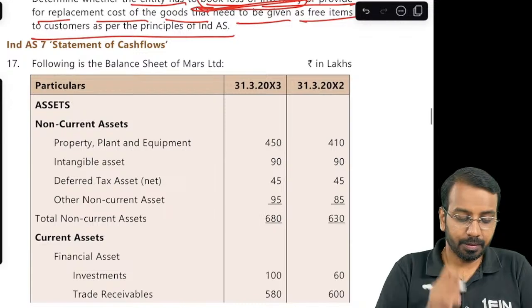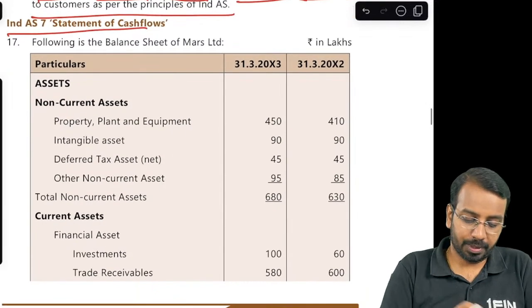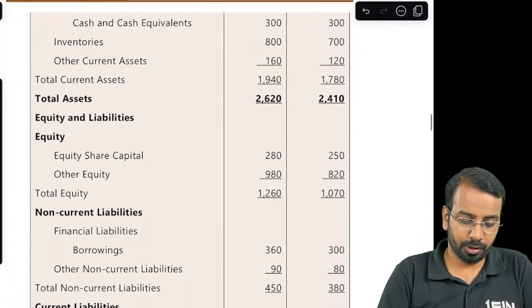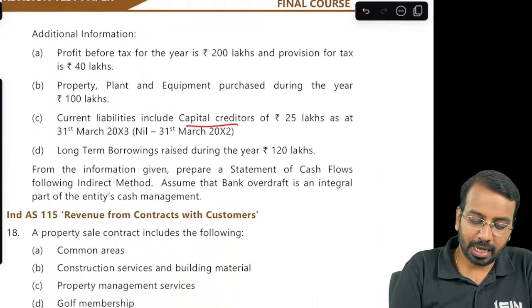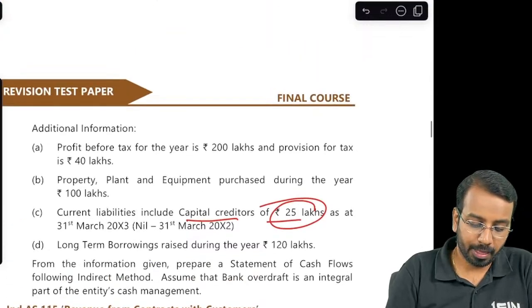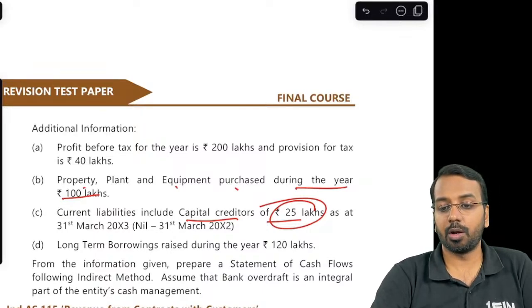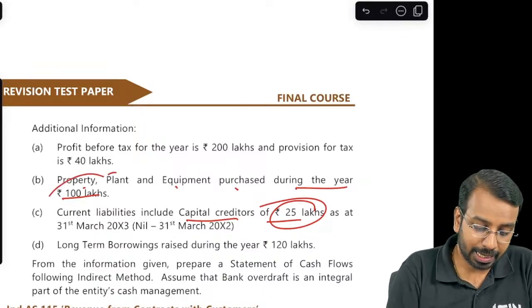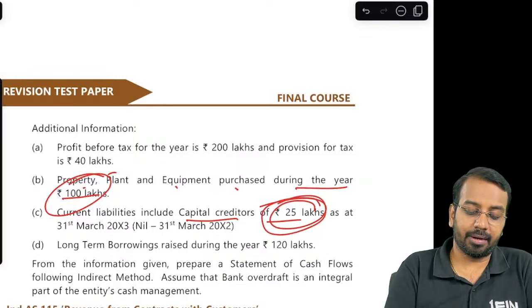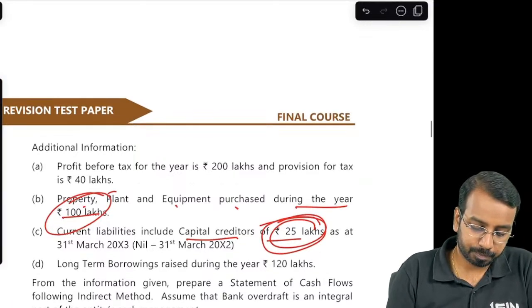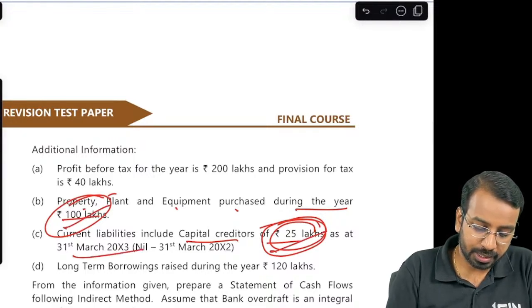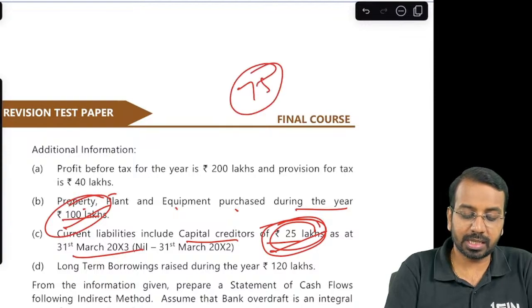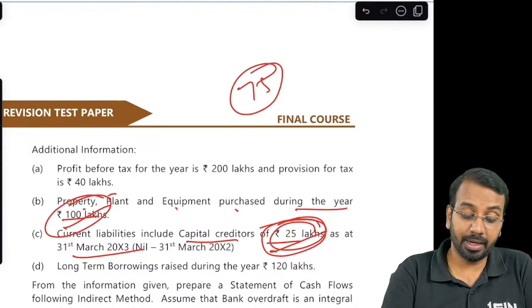Right? Then the cash flow statement is pretty simple and straightforward. You can have a look at it on your own. Just one specific aspect is here. Current liabilities include capital creditors of 25 lakhs, and property, plant and equipment purchased during the year is 100 lakhs. Now, you have purchased for 100 lakhs, but 25 lakhs liability is already there as on 31st March of year 3. Basically, you have paid only 75 lakhs. So that is one thing you have to keep in mind when you are adjusting.